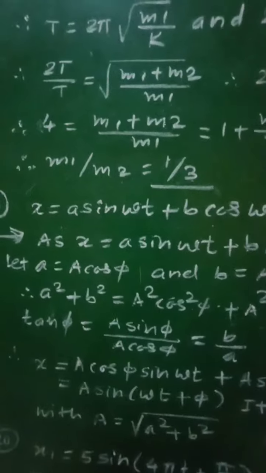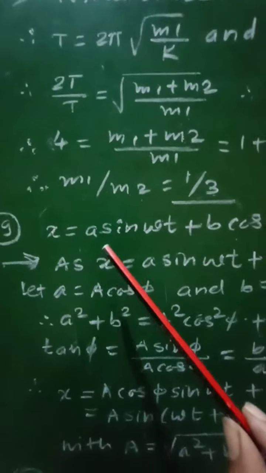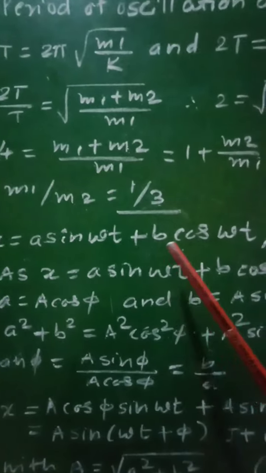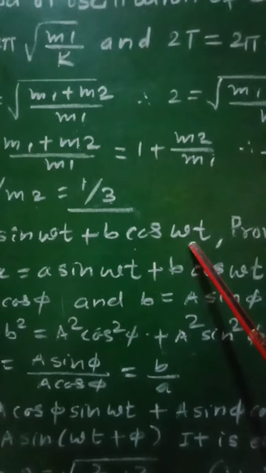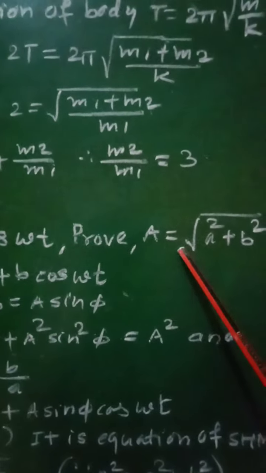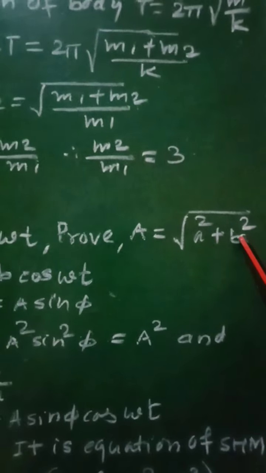And therefore for this numerical number 19, the equation of SHM is given as x is equal to a sin omega t plus b cos omega t. And from this we have to prove that the amplitude of SHM is equal to square root of a square plus b square.